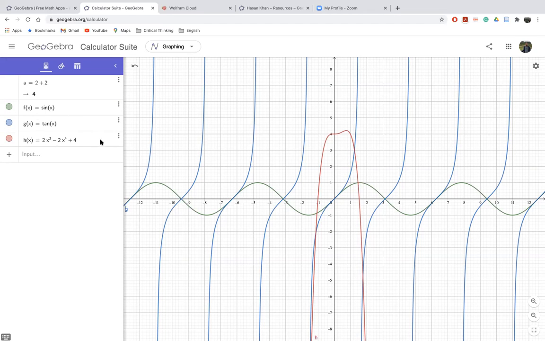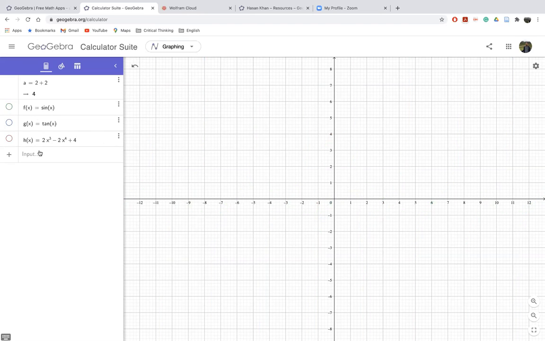A couple of things I just want to show you. For example, if you click on this green radio button, you can turn the graph on and off. You can toggle the graph on and off by clicking on this. These are the basic ones. You must know how to use this tool to do simple calculations.